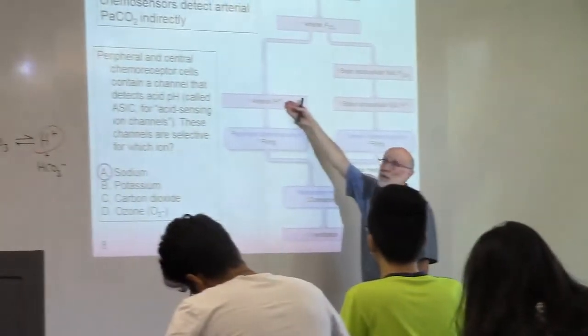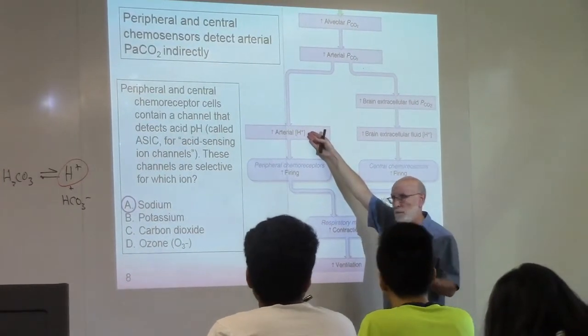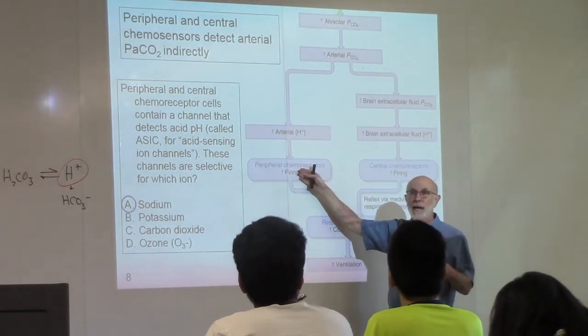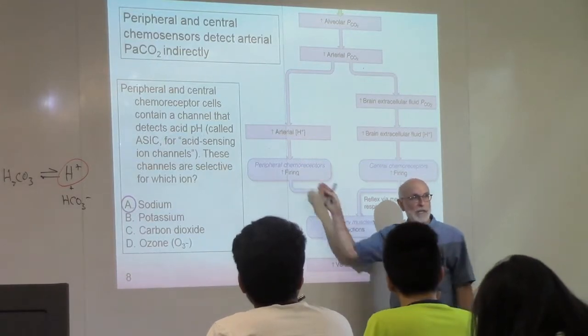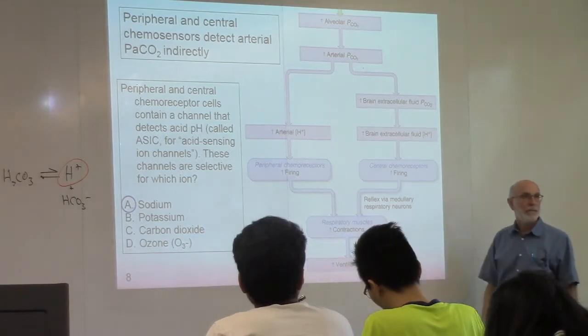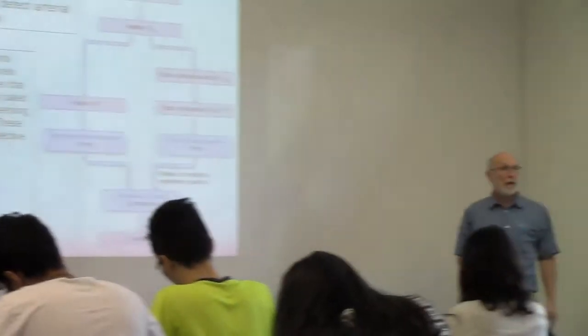And the flip is true if the arterial pH goes up. pH goes up, so proton concentration goes down, less activation of ASIC, less sodium influx, less depolarization, less firing, less contraction. Okay, so that is the main story of control of respiration by the brain. Are there questions about that? There's another partial story that I'm going to introduce in the next slide. But if you get this, you're 90% of the way there.